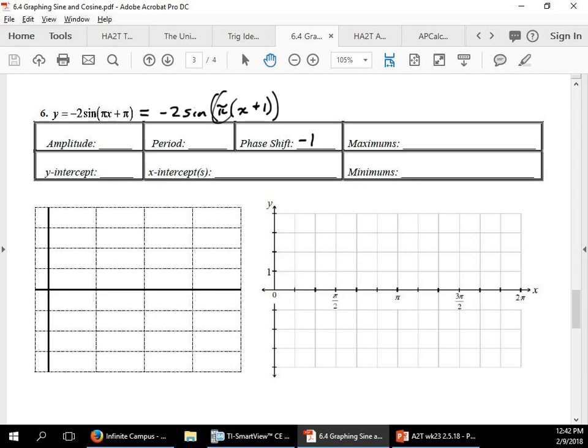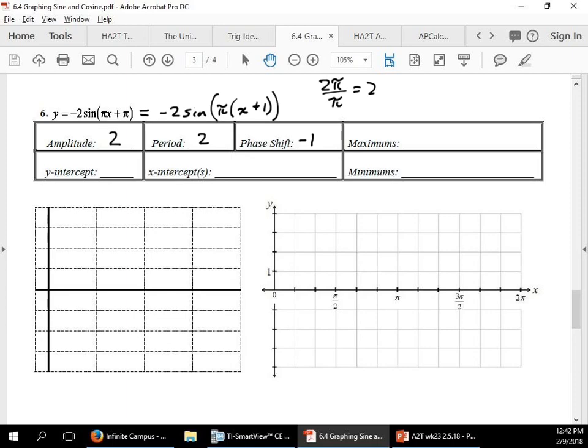Okay, so if that's my omega, what's my period going to be? When we take 2 pi, we divide it by pi, what do we get? 2. That's our period. Our period's just a 2. And then what's my amplitude? Don't say -2. It's +2. Awesome. All right, let's go to my cheat graph.